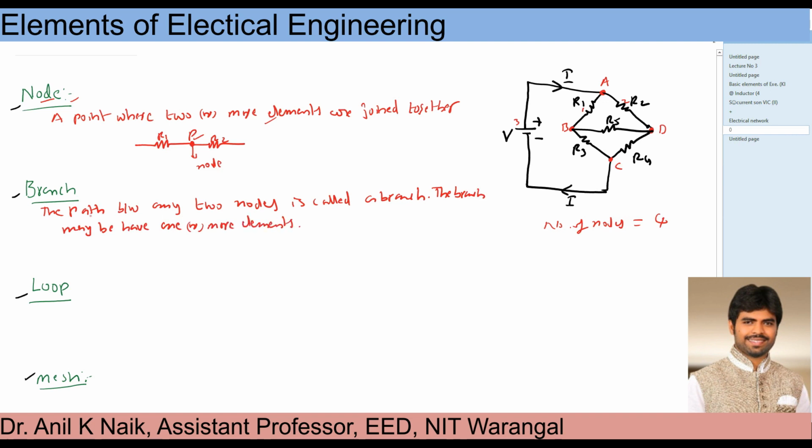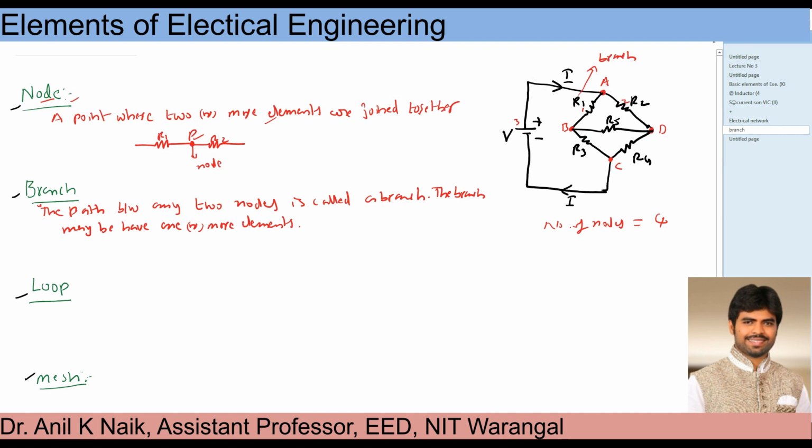So this is the statement. We will take this one. Now we are going to explain this. What is meant by a branch? A path between any two nodes. If you consider any two nodes, in between the A and B nodes, we have an R1. So R1 is called a branch.